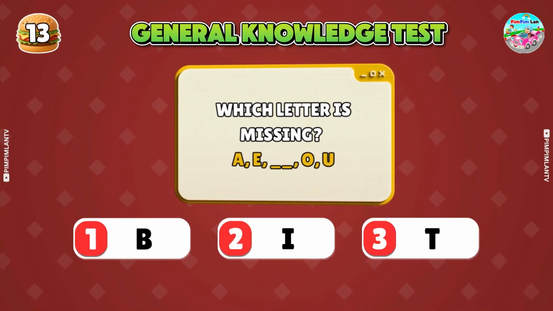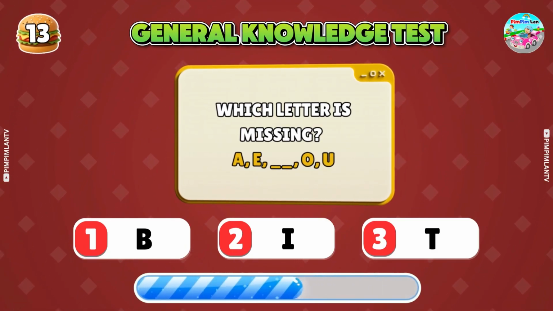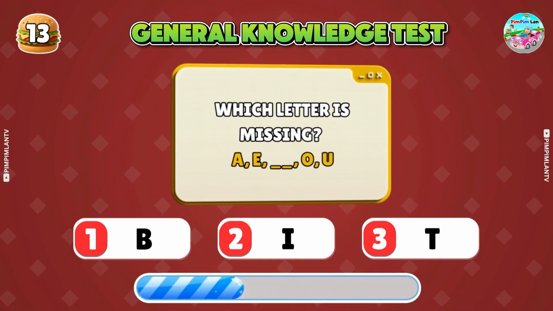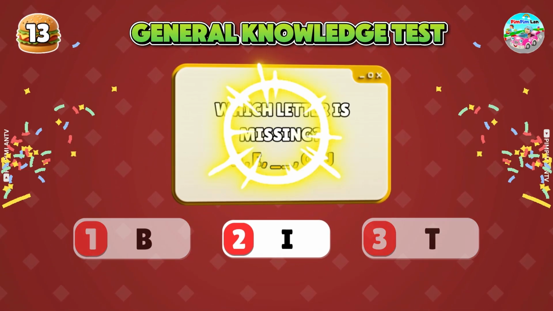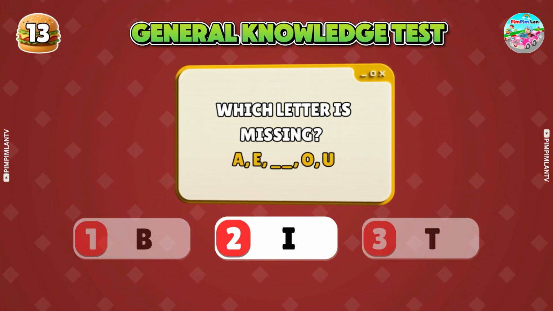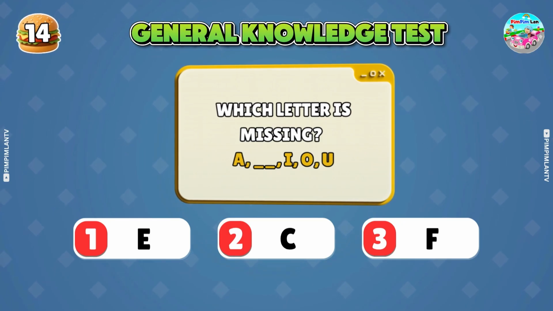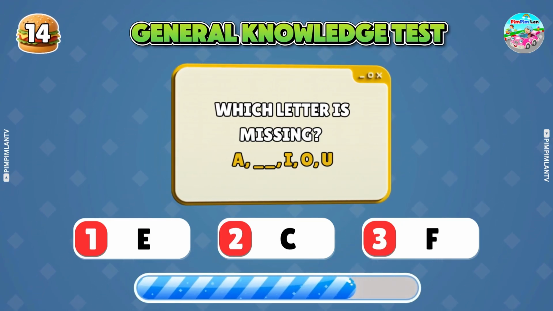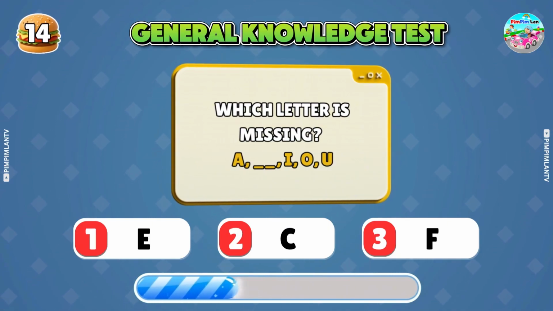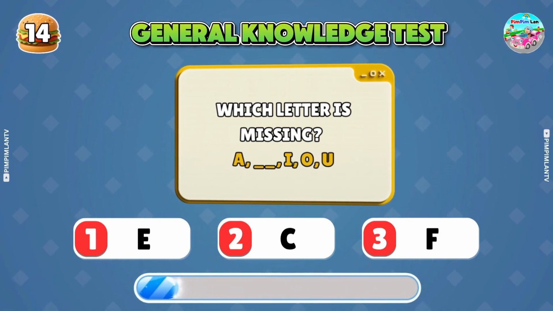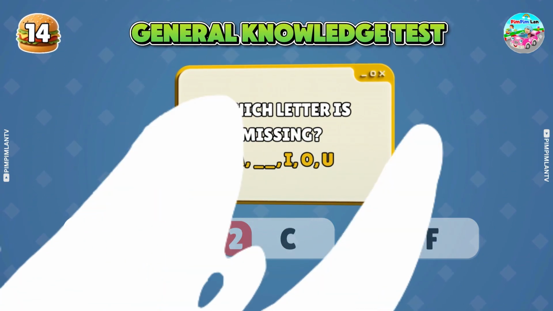Which letter is missing? A, E, O, U? Perfect! I slides right in between E and O. Which letter is missing? A, I, O, U? Right on! E fits neatly after A.